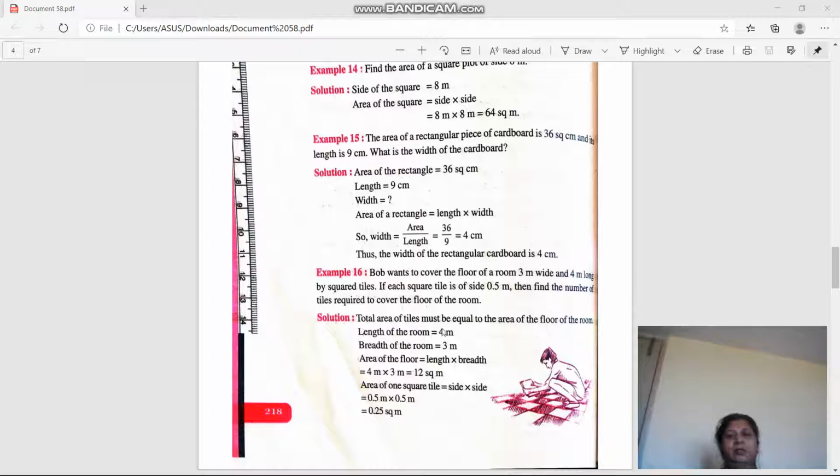Total area of tiles must be equal to the area of the floor of the room. So first, the length of the room is 4 meter, the breadth of the room is 3 meter. So the area of the floor is length into breadth, that is 4 into 3, that is 12 square meter. Area of one square tile is equal to side into side, that is 0.5 into 0.5. What will we get here? 0.25 square meter. Okay, now next.